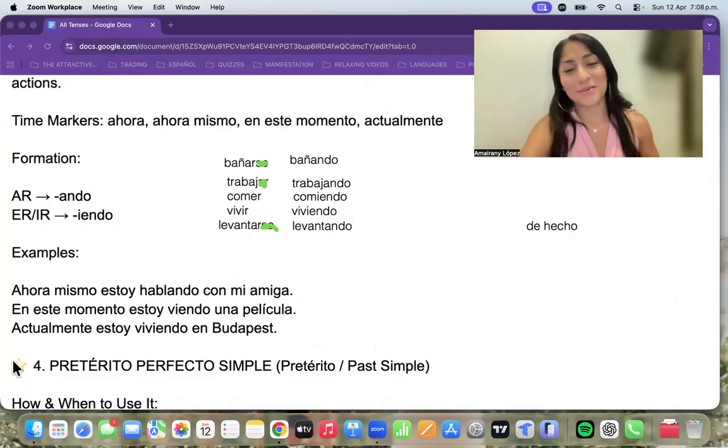Okay, so now let's read the examples. Ahora mismo estoy hablando con mi amiga. Right now, I am talking to my friend. En este momento estoy viendo una película. At this moment, I am watching a movie. And actualmente estoy viviendo en Budapest.